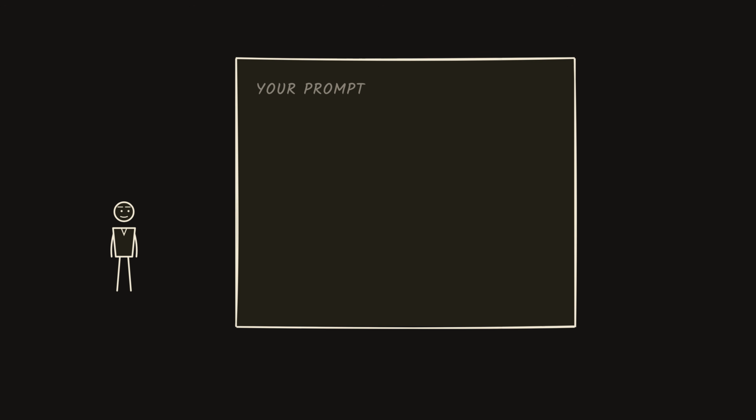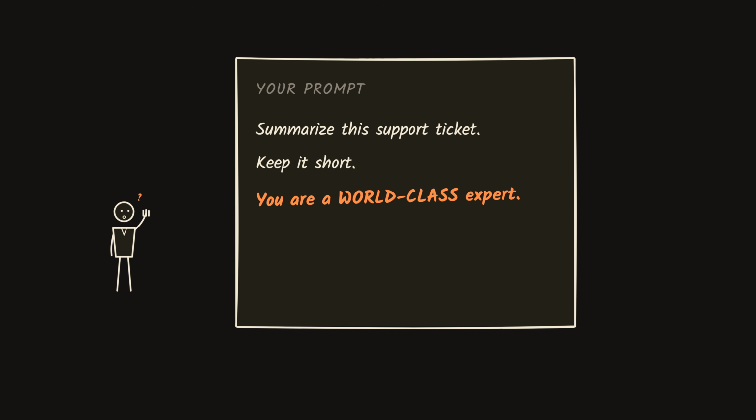How do you get a language model to do what you want? You write a prompt. It's almost right, so you go back in and add a line. Still off, so you tell it it's a world-class expert. You put a word in all caps. Maybe you promise it a tip.